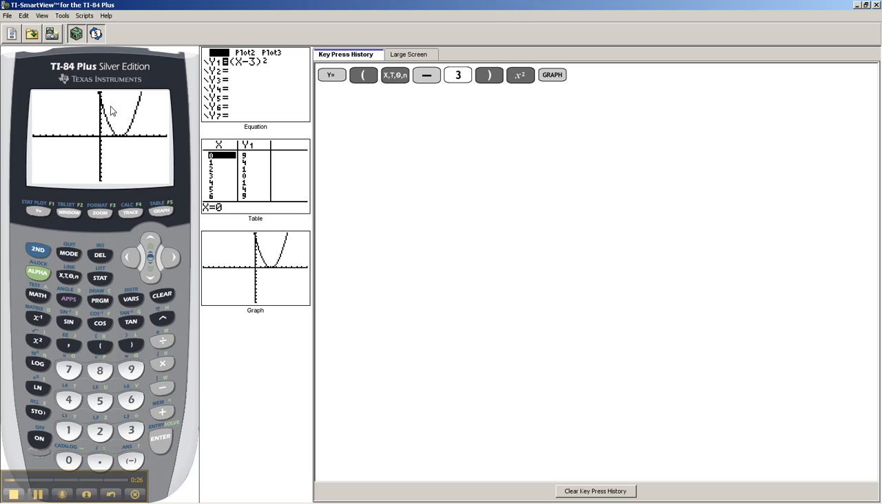You can probably graph in your head, right? Shift 3 to the right. You can tell that the minimum is going to be 0, right? But let's do minimum.